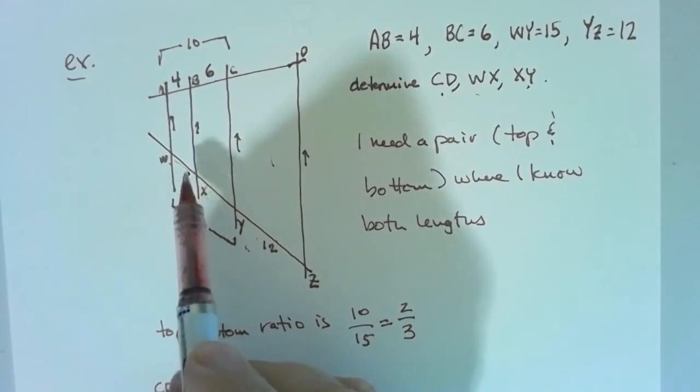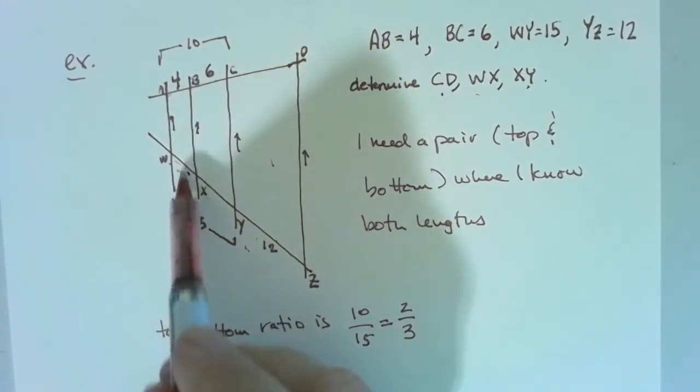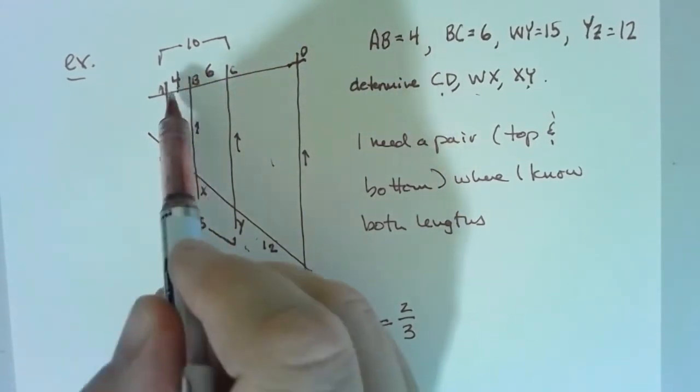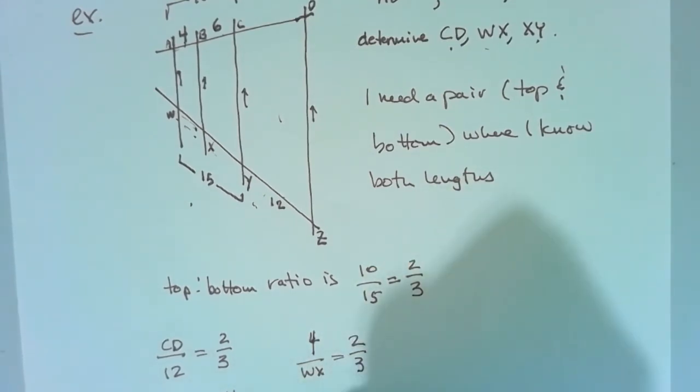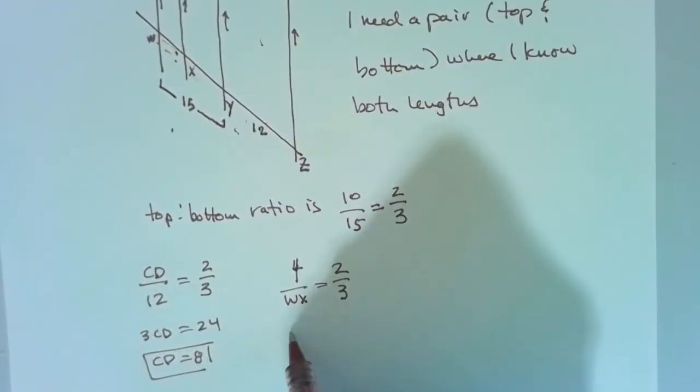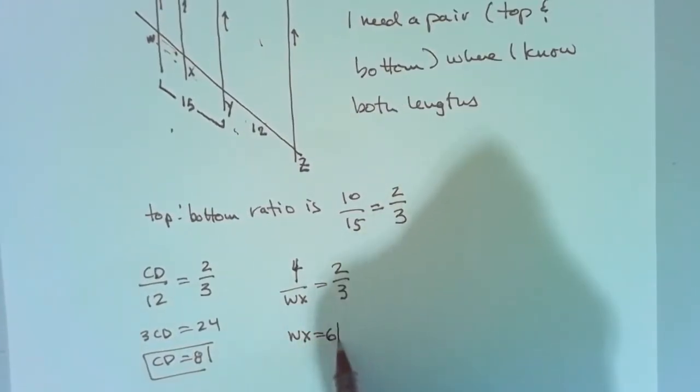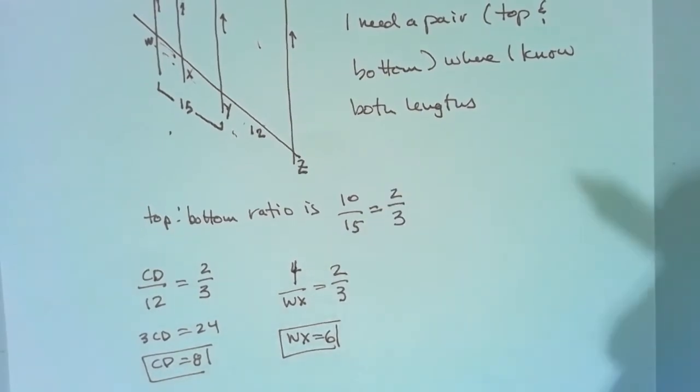How about WX? WX is on the bottom. It corresponds with AB on the top. If I follow the parallels up, WX maps onto AB. So that means AB, which is 4, over WX is 2 to 3. And by inspection, I can see WX must be 6 here. 4/6 is the same as 2/3.